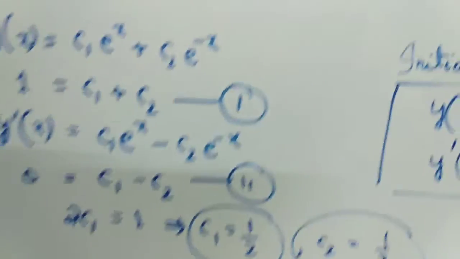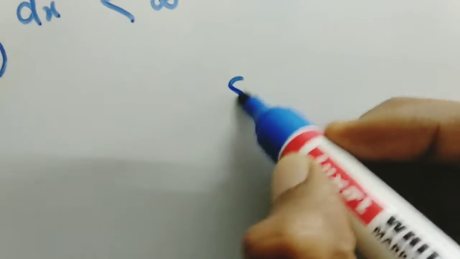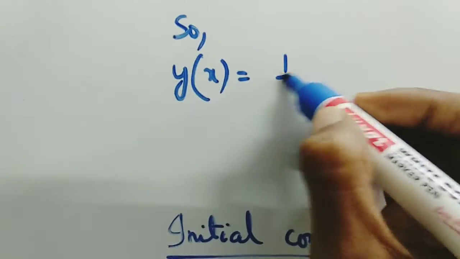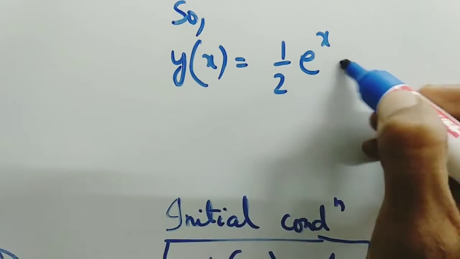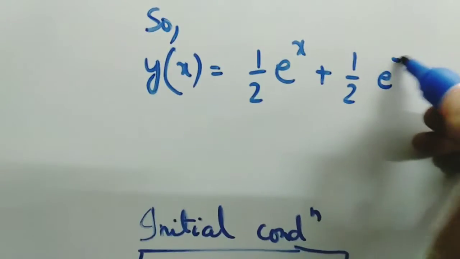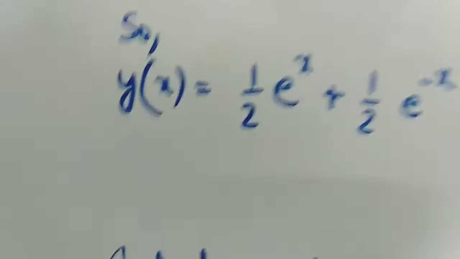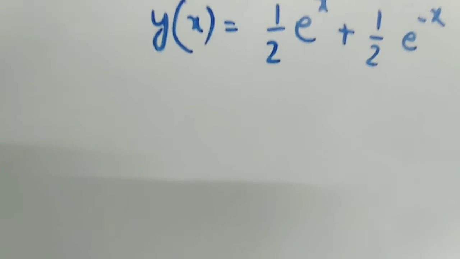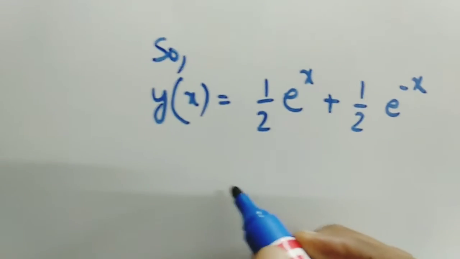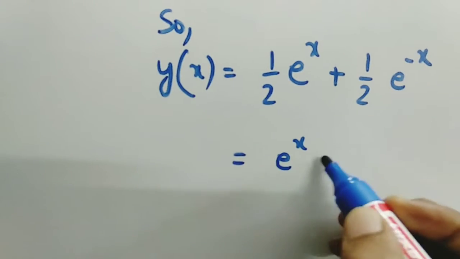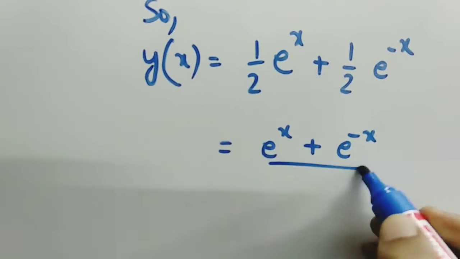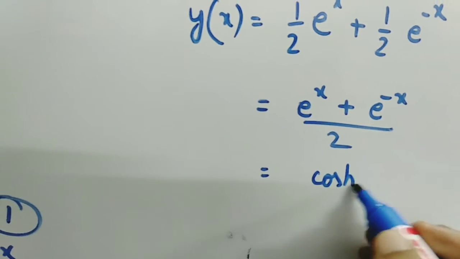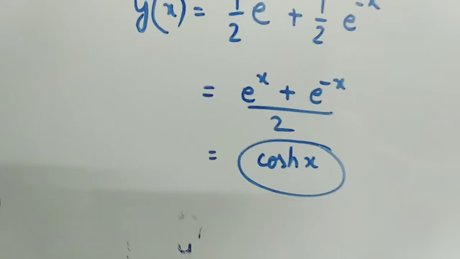Directly substituting this c1 and c2 in y of x, what will we get? c1 is half e to the power x plus c2 is half e to the power minus x. So we can write y of x equals to half e to the power x plus half e to the power minus x. Or taking the common denominator, e to the power x plus e to the power minus x by 2, which is the formula of cos hyperbolic x. We know that cos hyperbolic x is e to the power x plus e to the power minus x by 2.